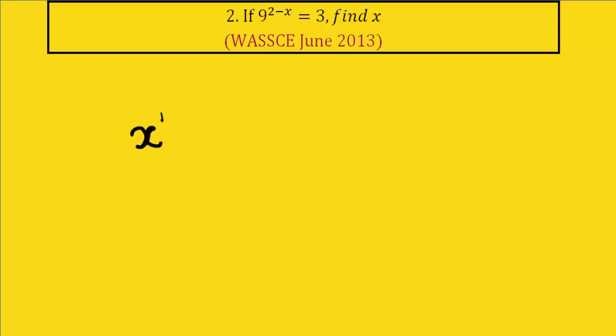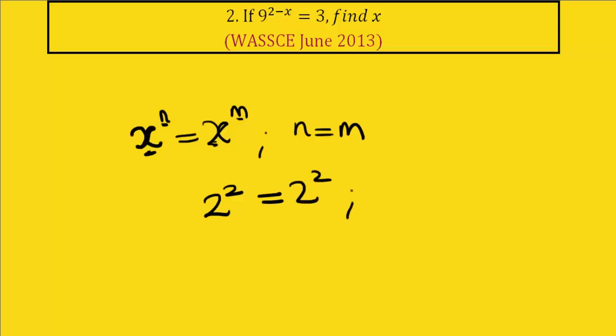x to the n, if x to the n is equal to x to the m, n equals m. So if you have an equation where on the left hand side you have a number raised to some power, and on the right hand side you have the same number raised to another power, you know the number is x, but n and m you don't know. You know that they must be equal to each other. So 2 to the 2 must be equal to 2 to the 2, because they're the same.